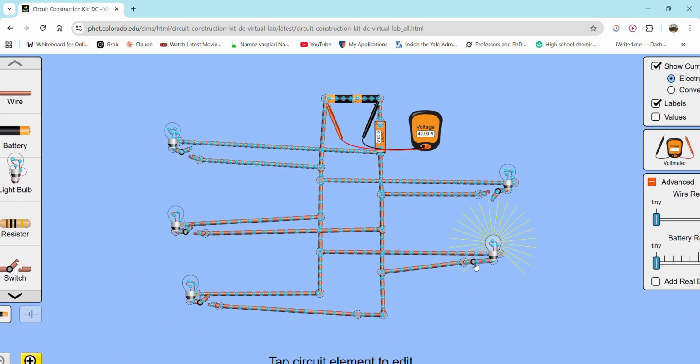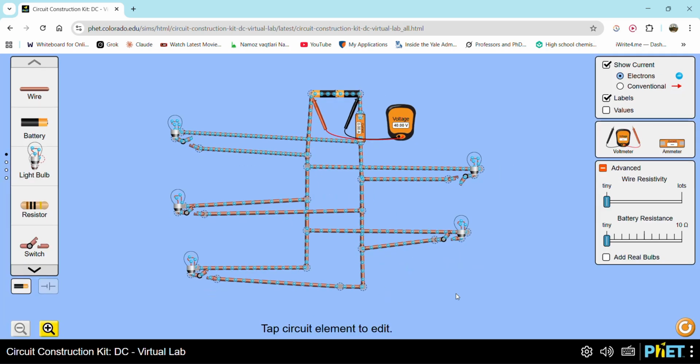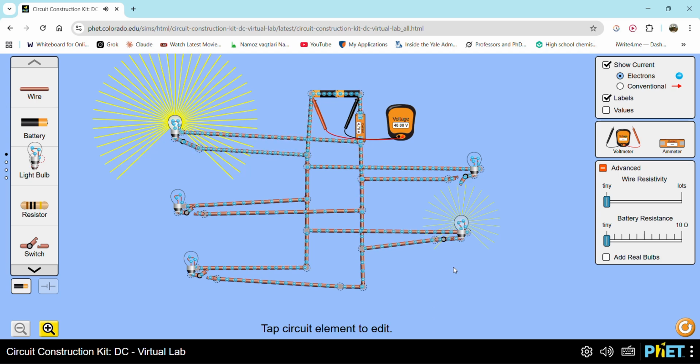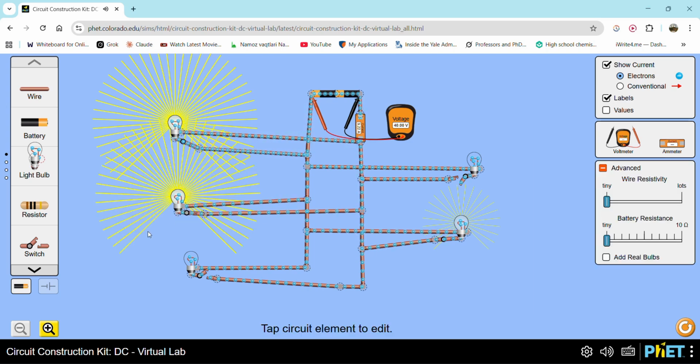So the second scenario I would like to show you is during the morning when someone wants to have a shower. So let's turn the water heater on, and the fridge is being used because it's on 24/7, and someone wants to eat, so we have the stove on, so we are cooking, right?